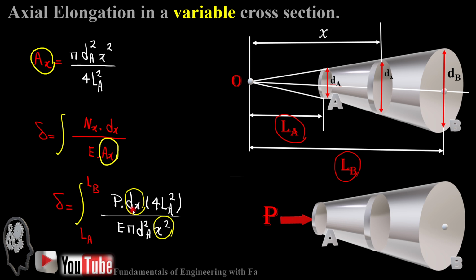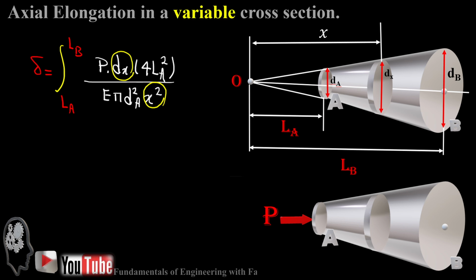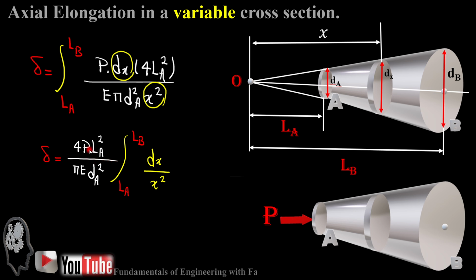And as you can see in this equation, only dx and x squared are the variables. So we can take all the constants out of the integration, and then delta is 4 times P times L_A squared over E pi d_A squared, then the integration from L_A to L_B of dx over x squared. And if you do so, delta is equal to the constant times the result of this integration, which is negative 1 over x from L_A to L_B.